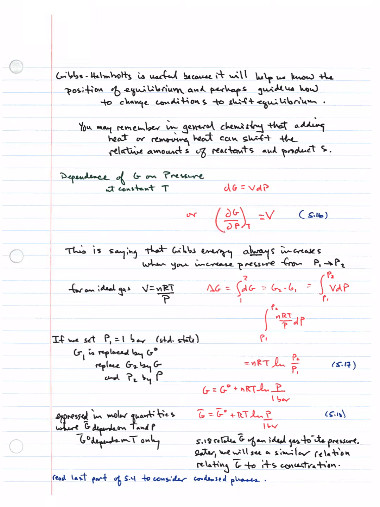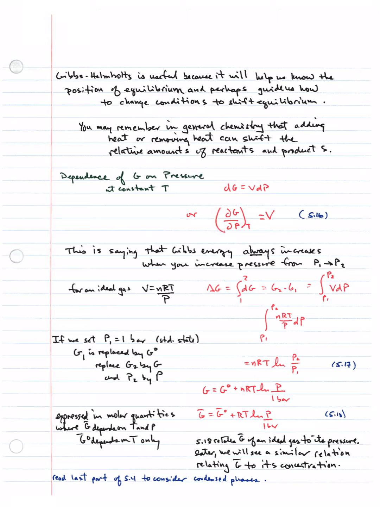You might remember in general chemistry that adding heat or removing heat can shift the relative amounts of reactants and products. I know that we have an experiment in the 102, and I don't know if you do it in 102, where we set up a bunch of different equilibria and we add a stress to the equilibrium and make observations. So you could change which direction equilibrium lies by changing these conditions like temperature or pressure.